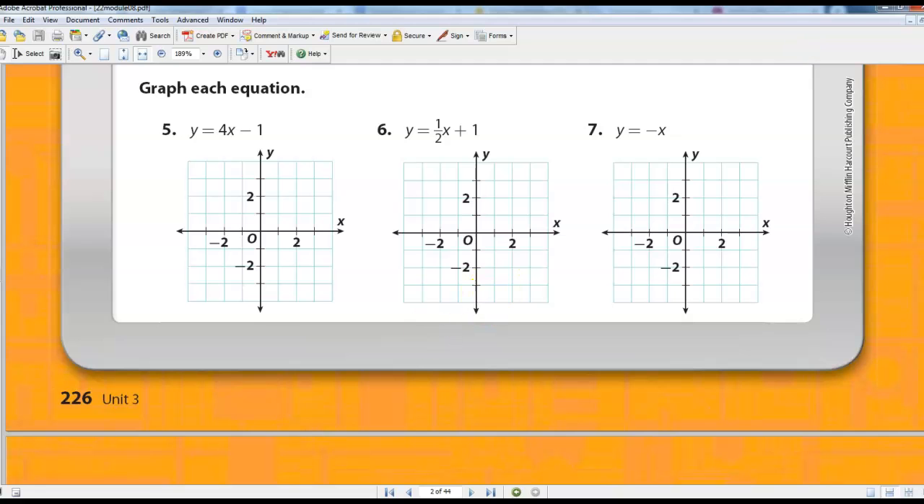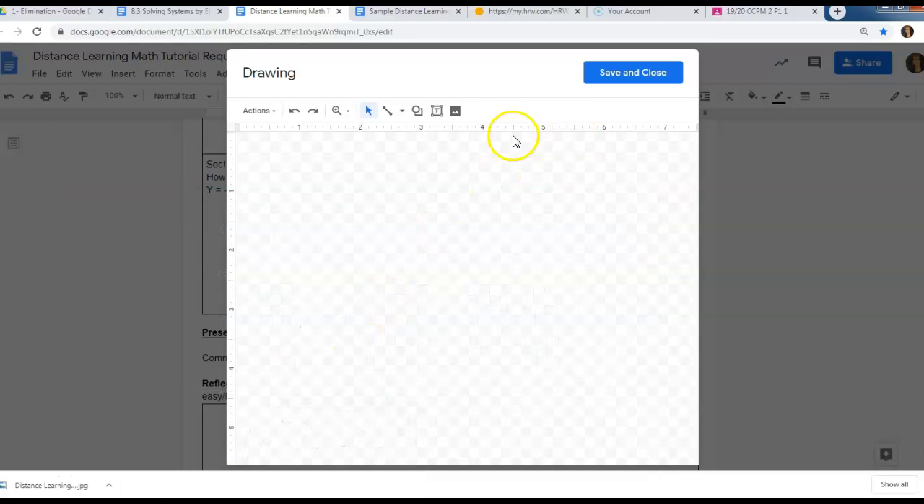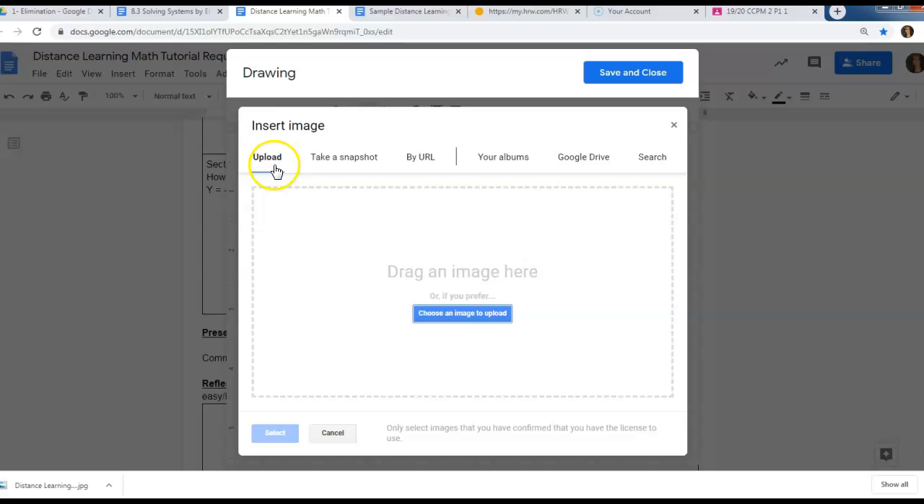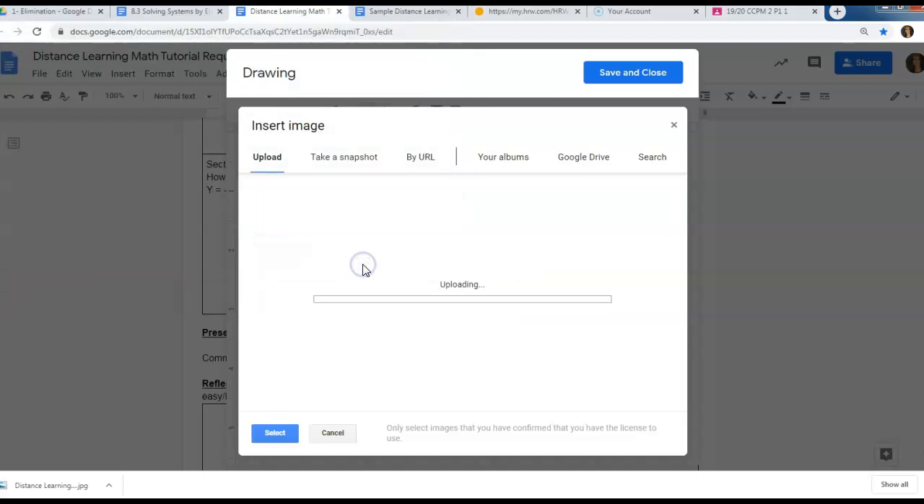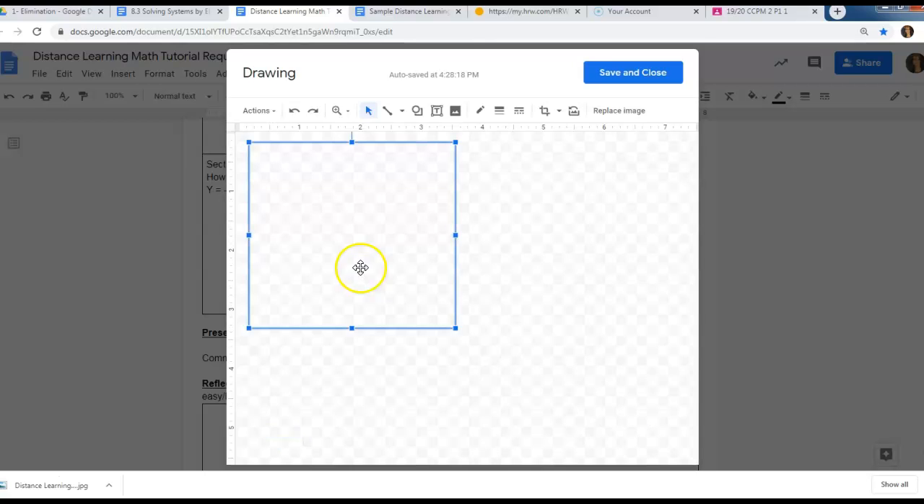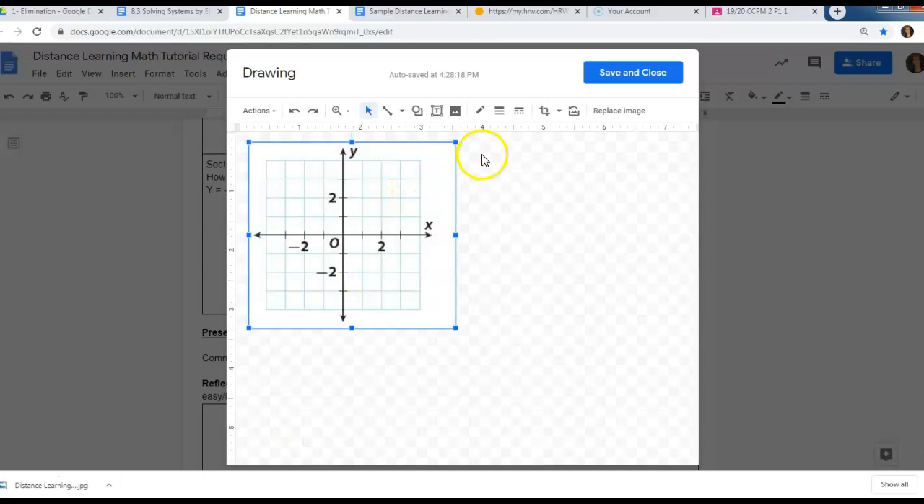Now I am going to upload that picture right here, the image. I go to the image and I'm going to upload, but once again, you can take a snapshot or you can just get the URL, or you're in your Google Drive, whatever works for you. I'm going to choose an image, and it's right there, the graph. So open. Here is my graph now. I can show it right there.